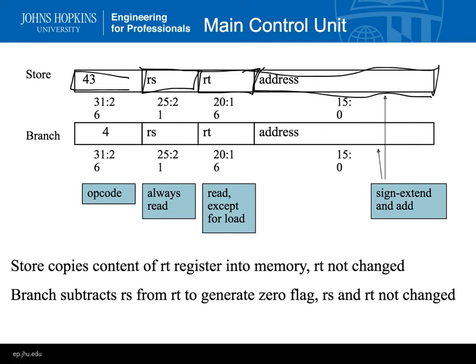On a branch, this is the opcode again. We're going to read this register and we're going to read that register, and this is the offset, so we're actually going to take this, sign extend it, and then shift it left 2, and add it to the current address. So we'll see how that works.